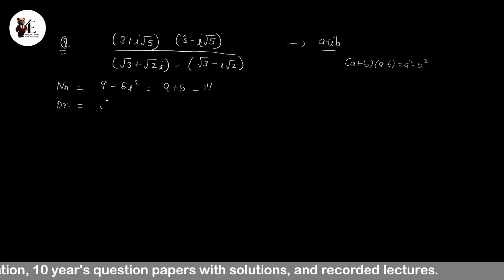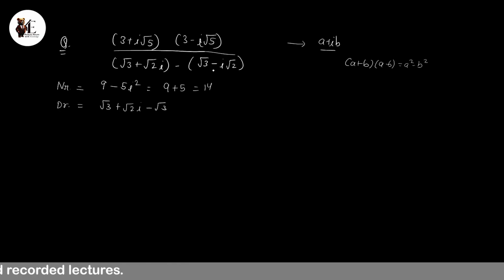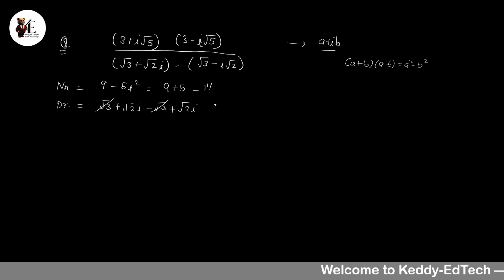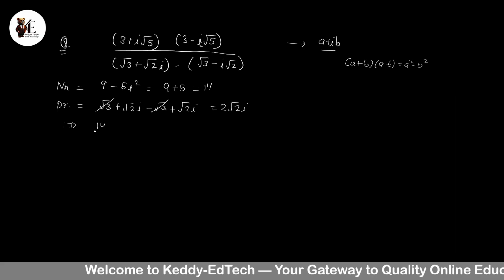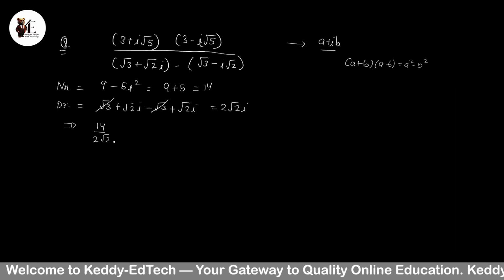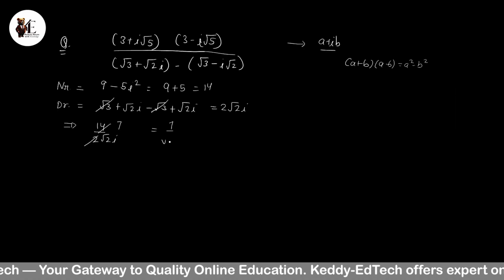Now I'm solving the denominator. Firstly I'm removing the bracket, so this negative sign will be multiplied inside the bracket. So this will become negative root 3 and minus minus plus root 2I. The positive root 3 and the negative root 3 will cancel out. Root 2I plus root 2I will be 2 root 2I. So the numerator is 14 and the denominator is 2 root 2I, which cancels to 7 over root 2I.